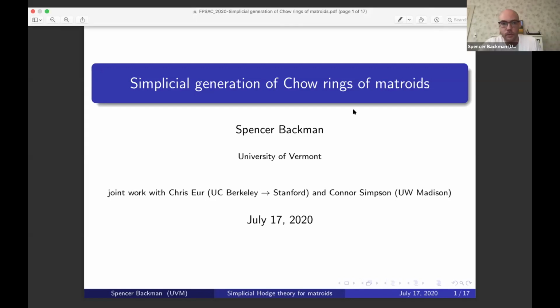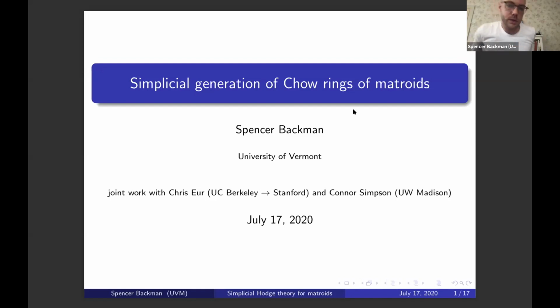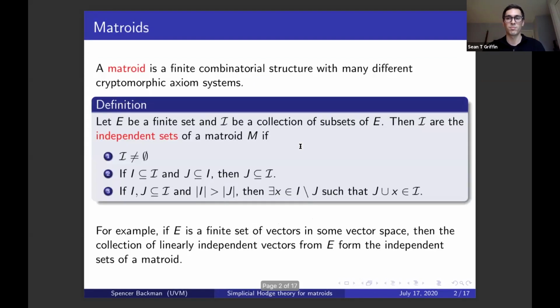Great, thanks so much. Okay, so this is joint work with Chris Eur and Connor Simpson. I'll just jump in. Okay, so we'll try to start at the very beginning. A matroid is a finite combinatorial structure with many different axiom systems, which all wind up being miraculously equivalent. Rota popularized the terminology cryptomorphic to say that all of these things are equivalent, but not obviously equivalent.